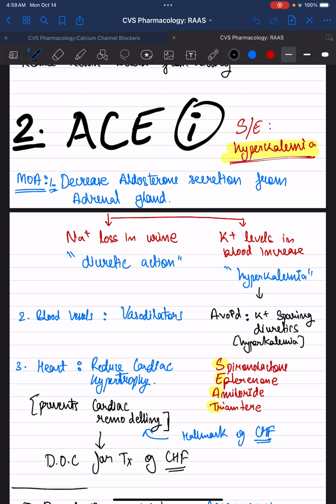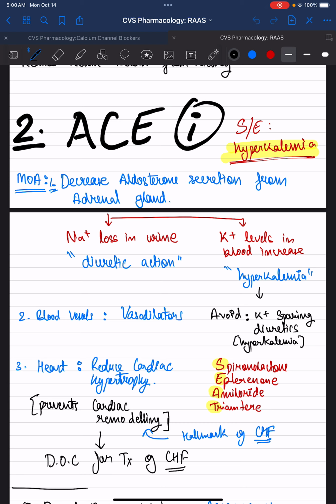The first mechanism of action is on the adrenal gland, where ACE inhibitors decrease aldosterone secretion from the gland. As the aldosterone secretion decreases, there is sodium loss in urine, and there is an elevated level of potassium in the blood. As we can recall, angiotensin 2 worked on the AT1 receptor of the adrenal glands, leading to sodium reabsorption in the blood and potassium loss in blood.